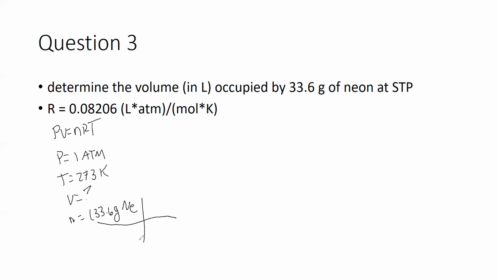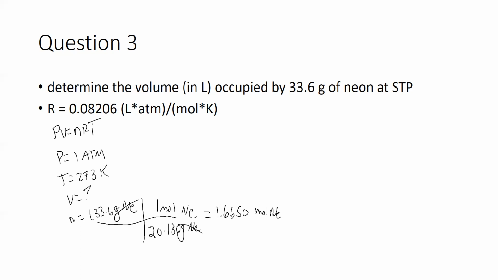So neon, if we look in our periodic table, neon, element 10, has a molecular mass of 20.180 grams for 1 mole. Grams of neon per mole of neon. Grams cancel out. I'm left with moles of neon once I do 33.6 divided by 20.180. That is 1.6650 moles of neon.